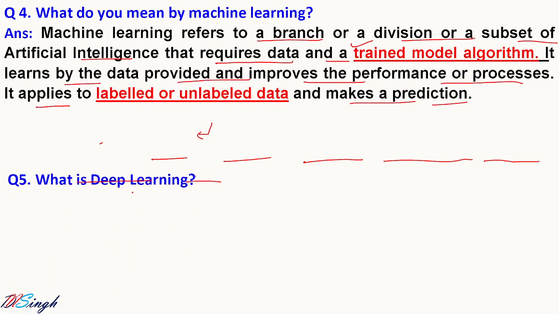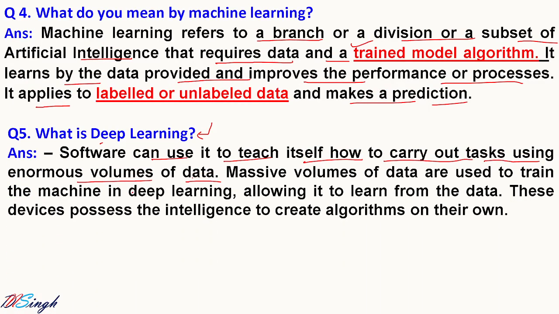So the size of the data is very large in deep learning, and a massive volume of data is used to train the machine in deep learning, allowing it to learn from data. And it becomes so sophisticated that it improves the accuracy to a very high degree. These devices possess the intelligence to create an algorithm on their own.